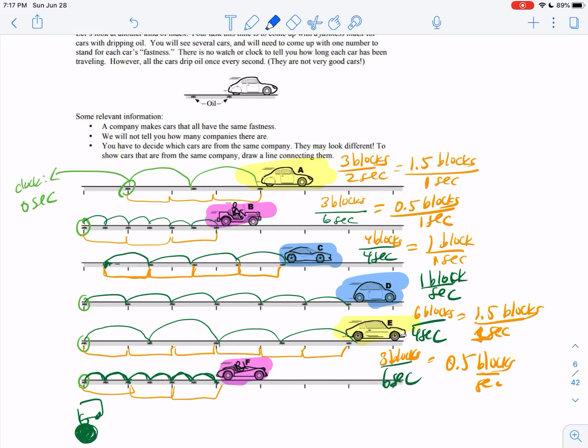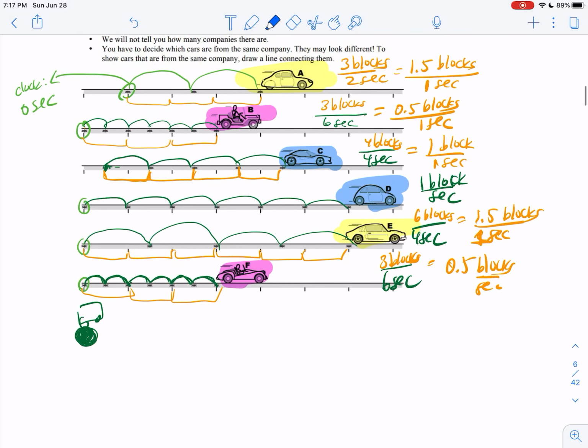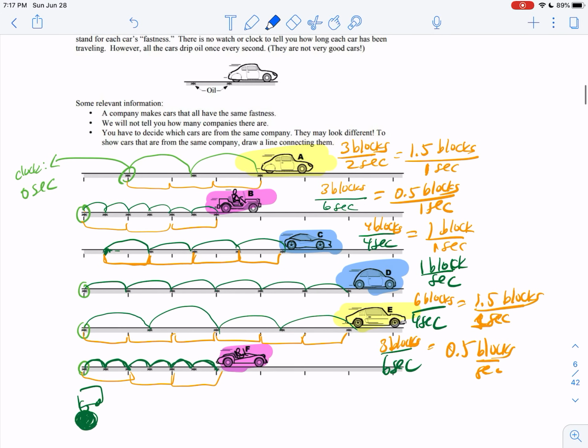All right, so that's kind of how you're calculating their so-called fastness index. All right, then you're going to go to the next page, answer the next questions. When you finish the questions, then watch the wrap-up video, okay? But finish the questions first before you watch.